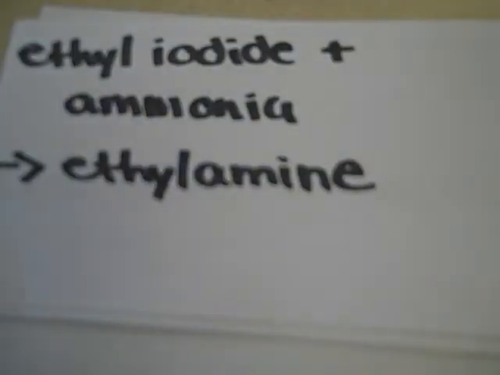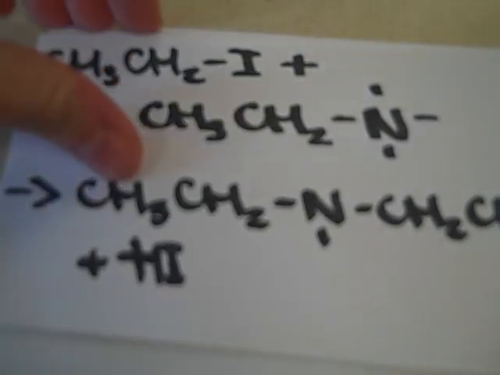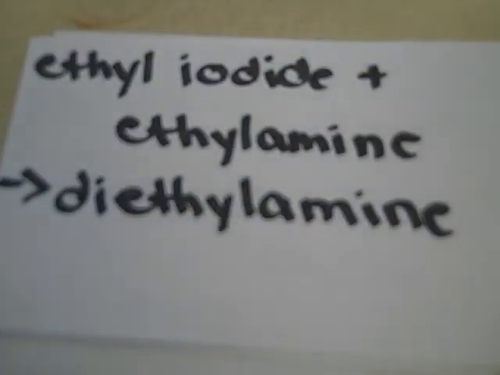Amines are prepared by the reaction of ammonia with an alkyl halide. For example, the reaction between ethyl iodide and ammonia to create ethylamine, which is a primary amine. The primary amine can then react with alkyl halides to form a secondary amine. For example, the reaction between the primary amine, ethylamine, and ethyl iodide to create the secondary amine, diethylamine. The secondary amine can then react with an alkyl halide such as ethyl iodide to produce a tertiary amine, triethylamine.